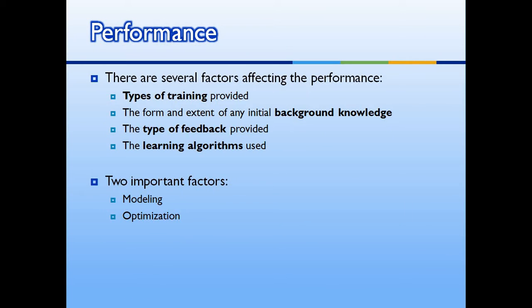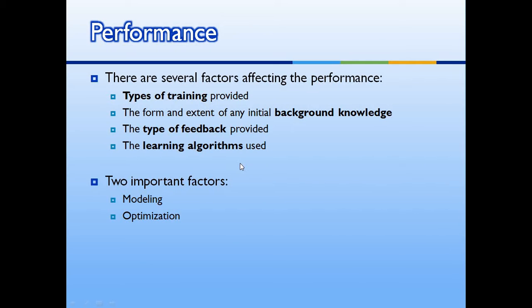There are several factors affecting the performance. That means, firstly, the type of training provided. Supposing we have given 10,000 data, or we have given merely 100 data. So it depends how much training the system is getting. The form and extent of any initial background knowledge, the type of feedback provided, and the learning algorithm which is used.